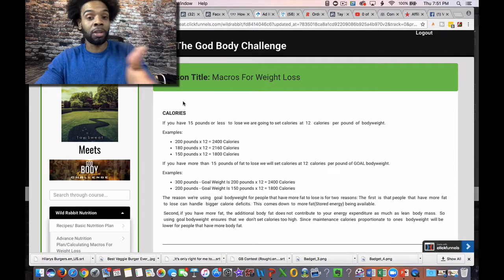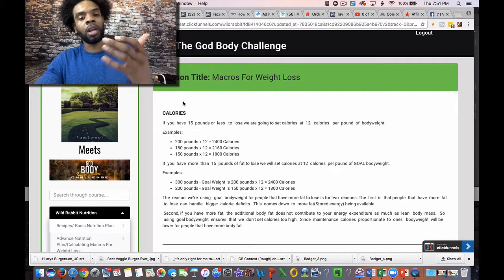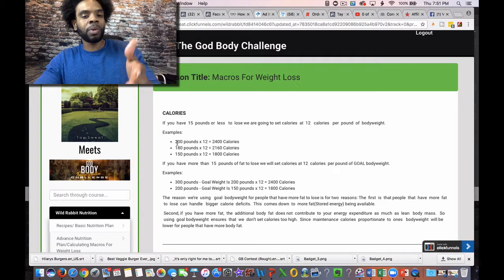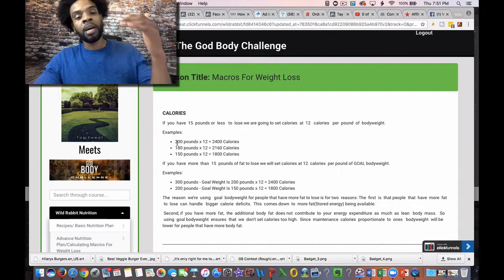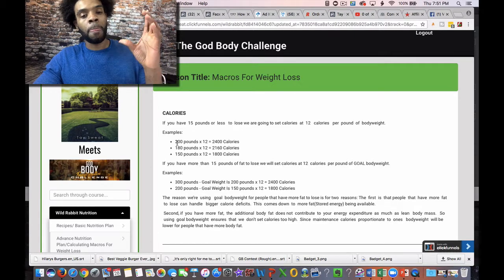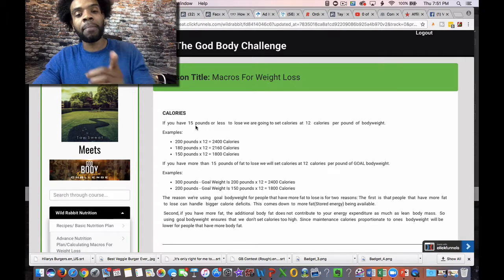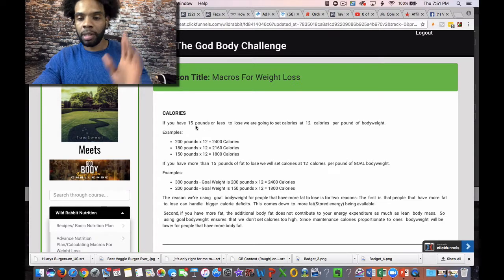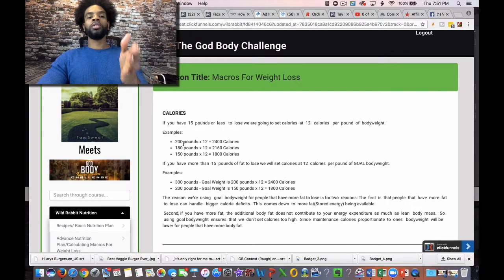This particular set is for people who want to lose weight. Fat loss is what I like to say. I have just a few examples here because most people start out at these weights or close to these weights. As you see, if you're 15 pounds or less, then you should multiply your body weight by 12. Okay, that's pretty much what we do. So as you see here, a 200-pound person is going to be 2,400 calories when you multiply by 12.